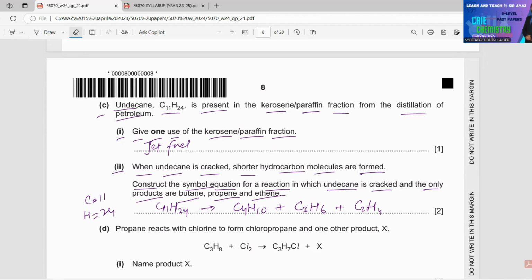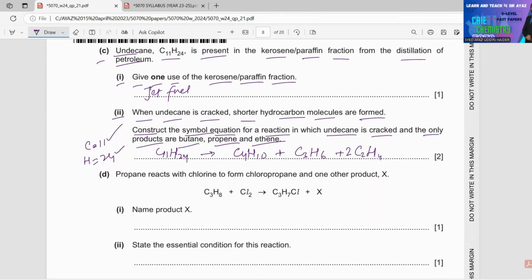What if I place 2 before ethene? Now let's count the carbon atom first. 4 plus 3, 7. 7 plus 4, 11. It's balanced. What about hydrogen? 10 plus 6, 16. 2 4s are 8. 16 plus 8, 24. Yes, it's balanced. So this will be the final balanced reaction equation here.